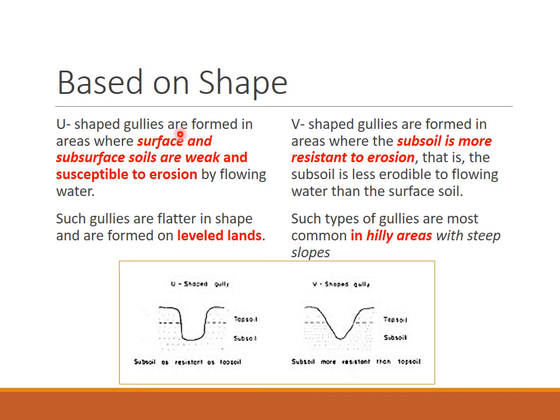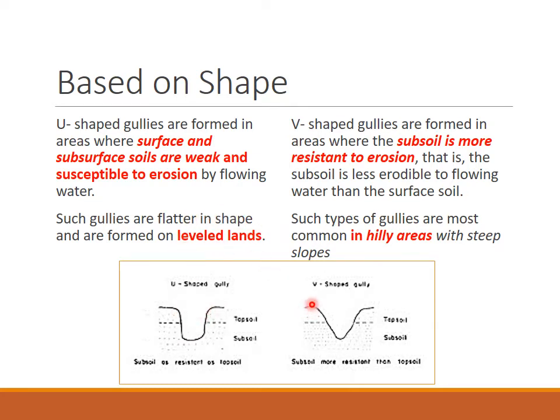Then we are going to see different classifications of gully. Based on the shape, we classify the gullies as U-shaped gully and V-shaped gully. U-shaped means the subsoil is also getting eroded. Topsoil as well as subsoil is getting eroded, so we get a U-shaped gully. This type of gully is formed in leveled lands.